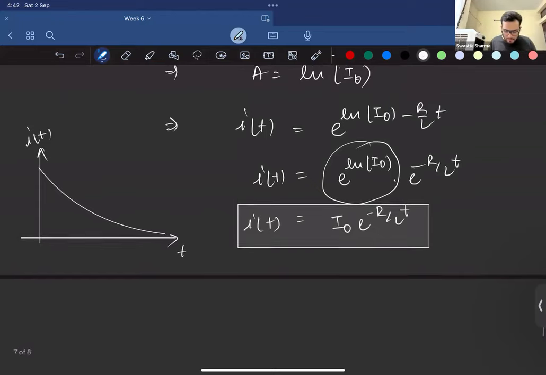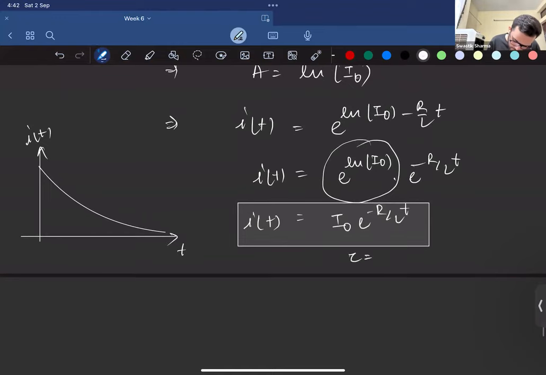And the time constant here, what is the time constant? Can you tell me? Minus R by L? No, no, no. Time constant is L by R only. Why would it be minus? It won't be minus, right? Why are you going in this direction? We need to go in this direction.